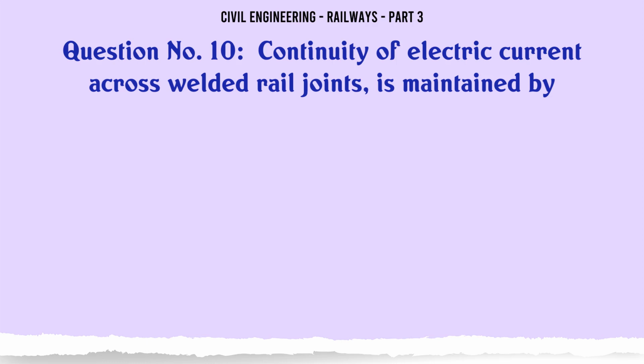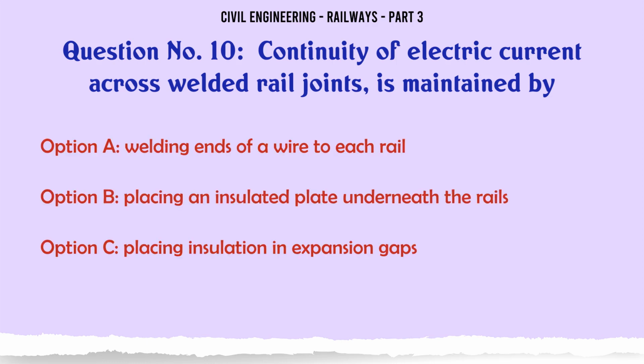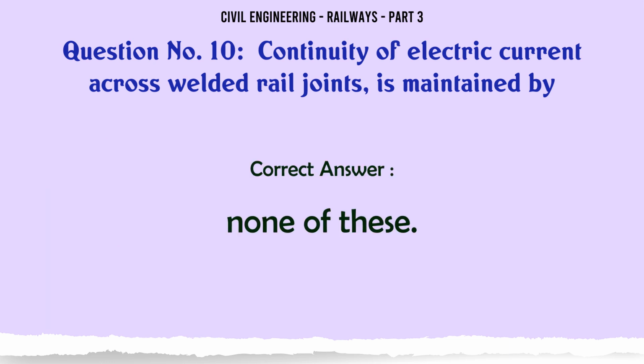Continuity of electric current across welded rail joints is maintained by A, welding ends of a wire to each rail, B, placing an insulated plate underneath the rails, C, placing insulation in expansion gaps, D, none of these. The correct answer is none of these.